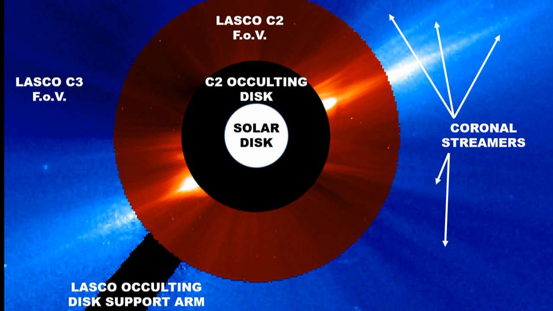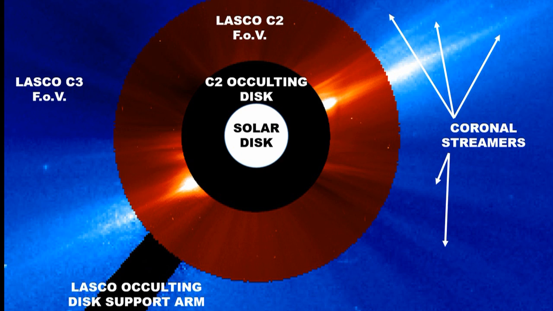First, let me orient you as to what you're seeing in these images. As I said before, the white disk in the center is the solar disk as we see it in the sky. The dark circle around it is the C2 occulting disk, which blocks out the bright light from the sun so we can see the faint coronal features. So that is effectively an artificial total solar eclipse. The orange area around it is the inner corona as seen by the LASCO C2 field of view.